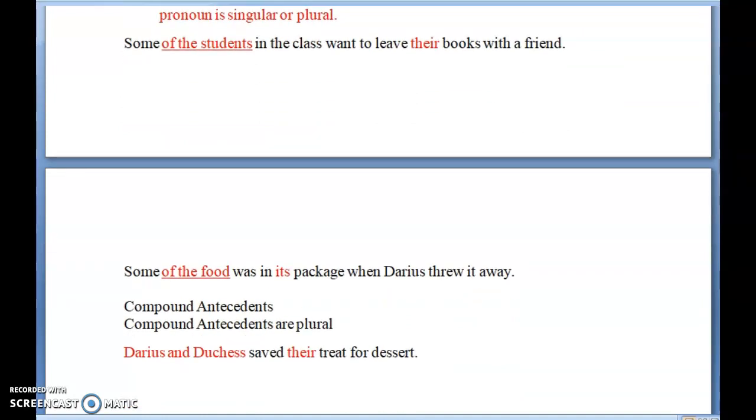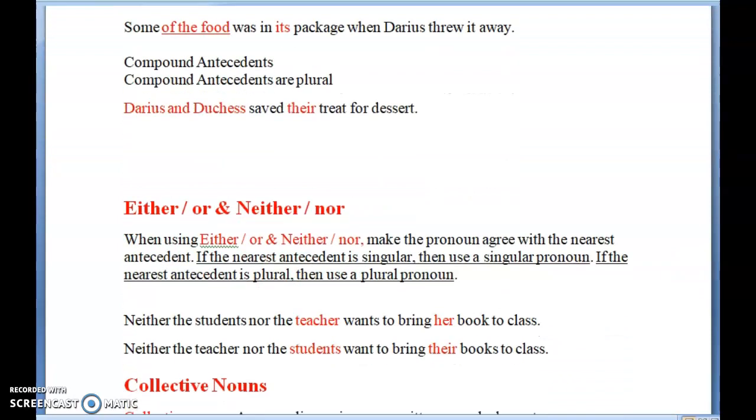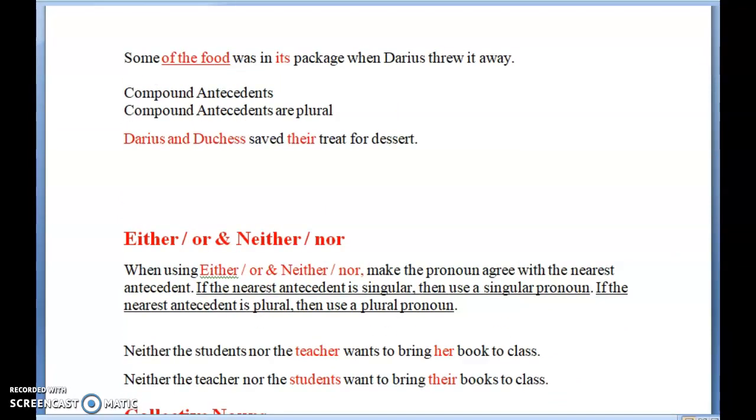Compound antecedents. When you join two nouns together with the conjunction and, it is plural, which means we must use a plural possessive pronoun or a plural pronoun to reference it. If the conjunction is either/or, neither/nor, then we have to use a different rule. Okay?